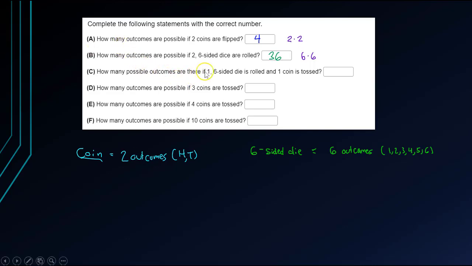How many possible outcomes are there if one 6-sided die is rolled and one coin is tossed? You have 2 possible outcomes for the coin and 6 for the die, so you're going to have 2 times 6, which is 12. How many outcomes are possible if 3 coins are tossed? You're going to have 2 for each coin toss, and so with 3 coins, it would be 2 cubed, which is 8. For 4 coins, it would be 2 to the 4th power, or 16. For 10 coins, it's going to be 2 to the 10th power, which is 1024. And so that's what those are going to be.